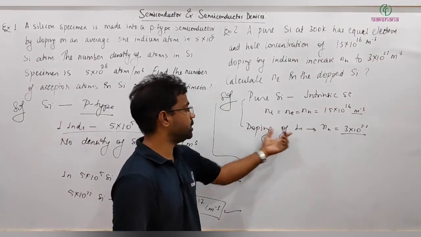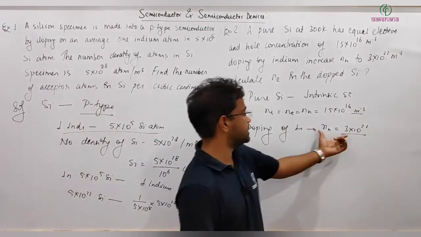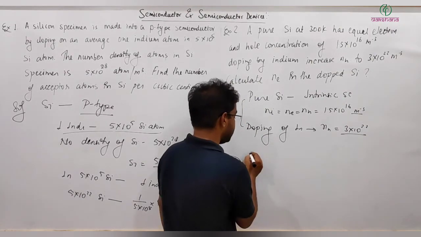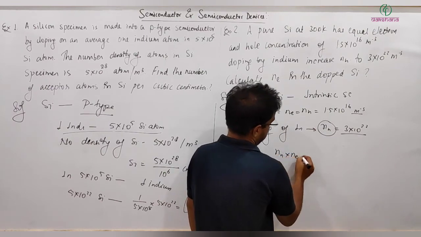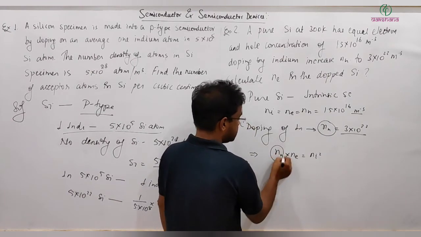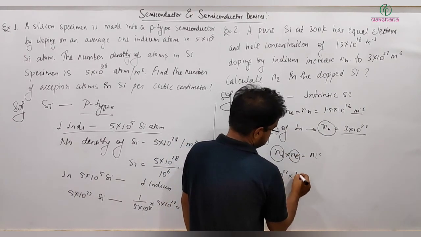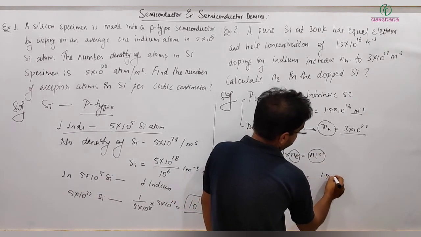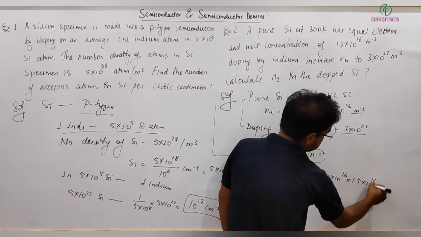So definitely when doping of indium is done, then Ne will reduce, because Nh is much larger, so the electron concentration will be less. But we know that here the relation is simple. So you can write Nh multiplied by Ne is equal to Ni square. Everything is given straightforward. Nh is 3 into 10 raised to power 22. Ne is asked to find. Ni square is equal to 1.5 into 10 raised to power 16 multiplied by 1.5 into 10 raised to power 16.